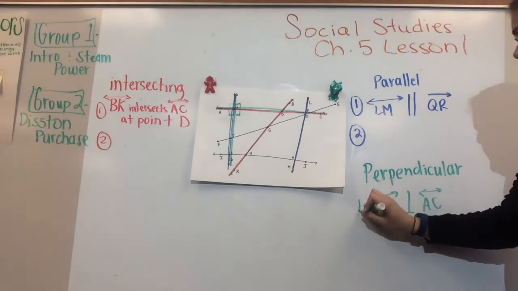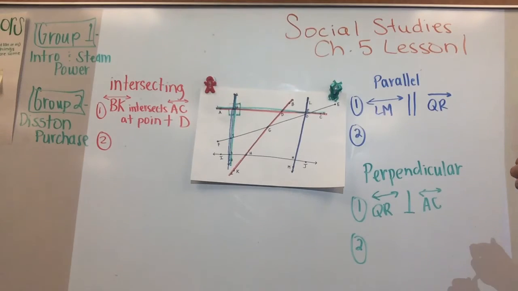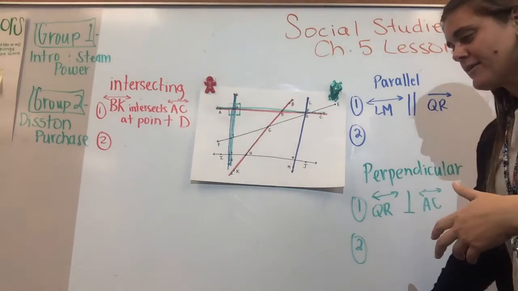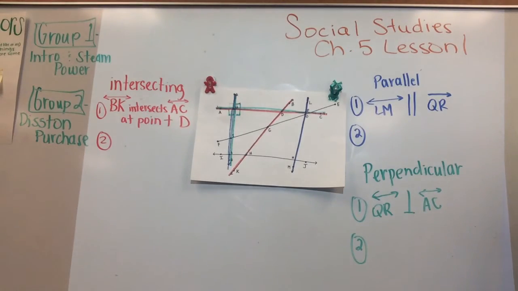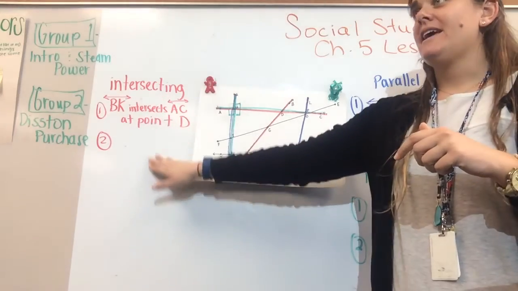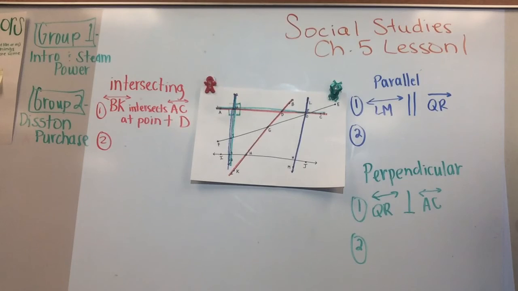Now you also need to find a second perpendicular, two lines that are perpendicular to each other. We are going to be practicing this a lot in class. So for homework tonight, you need to make sure that you name an intersecting line, that you name parallel lines, and that you name perpendicular lines. Go ahead and use the chart to help you figure those out, and I will see you tomorrow.